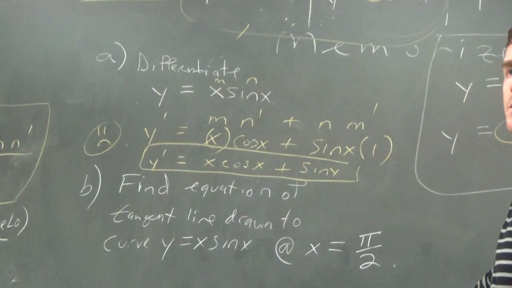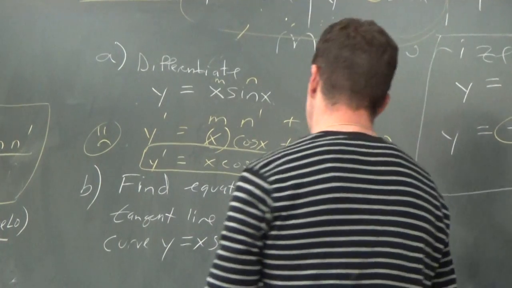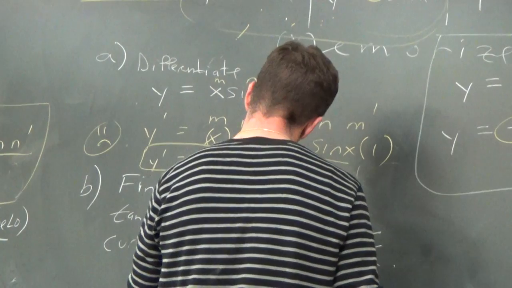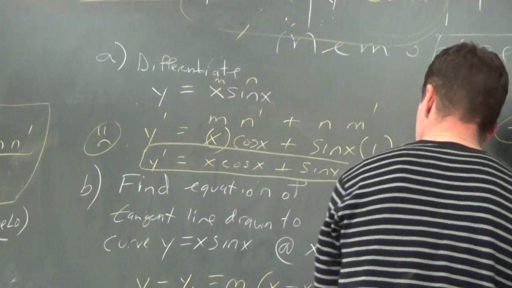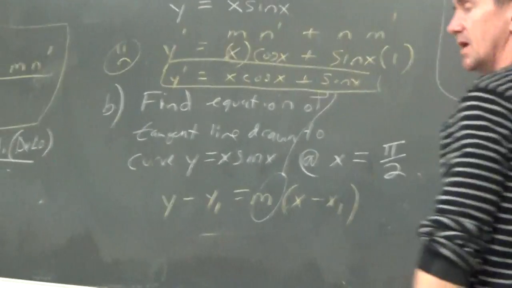Now, would you try letter B? Here we go again. Equation of the tangent line drawn to the curve. Y minus y sub 1 equals m times x minus x sub 1. Which one of these letters means derivative? M. There's your m.